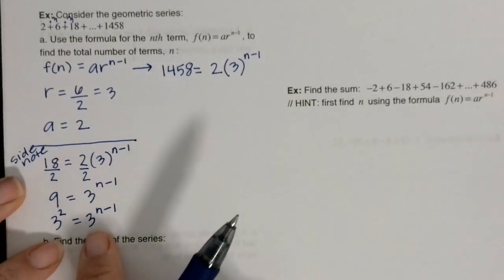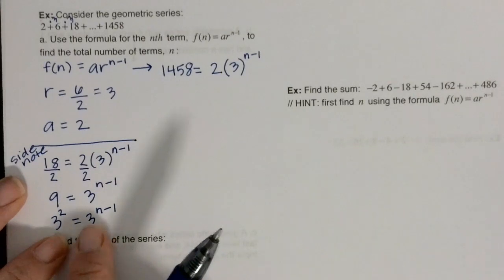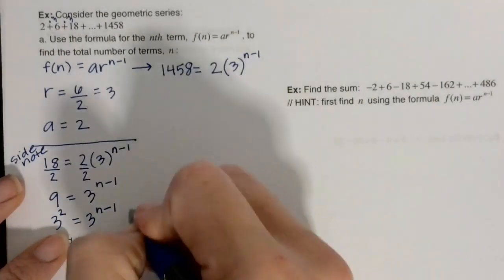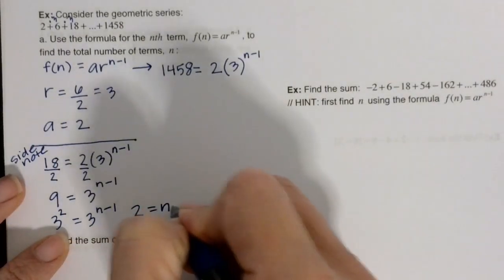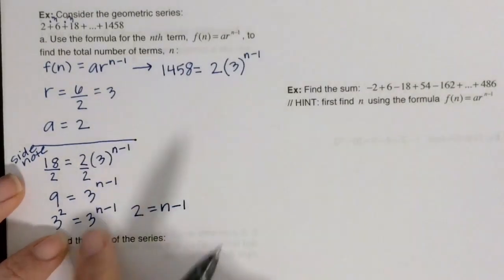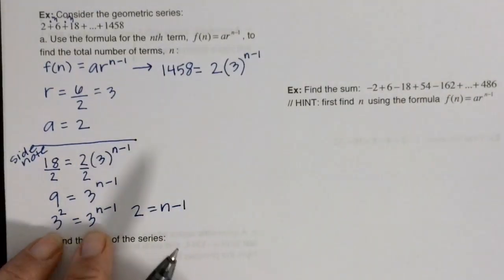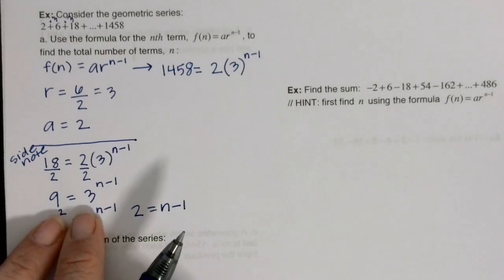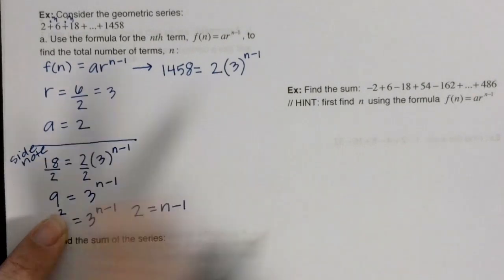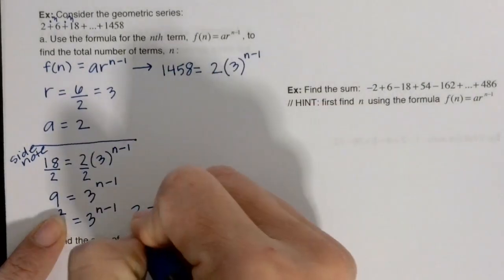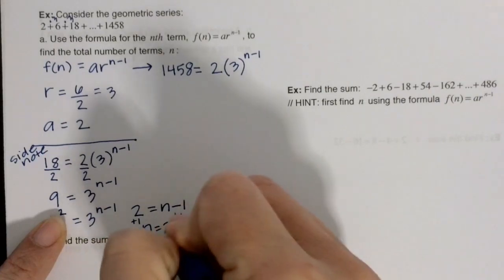Alright, now in math what we can say is because the bases are equal, the exponents must also be equal. Isn't that strange? But it makes sense. If this is an equal sign and the bases are equal, then if those bases are already equal, I don't need to worry about them. So I'm just going to solve the exponents. So we have 2 equals n minus 1, add 1, and we get n equals 3.